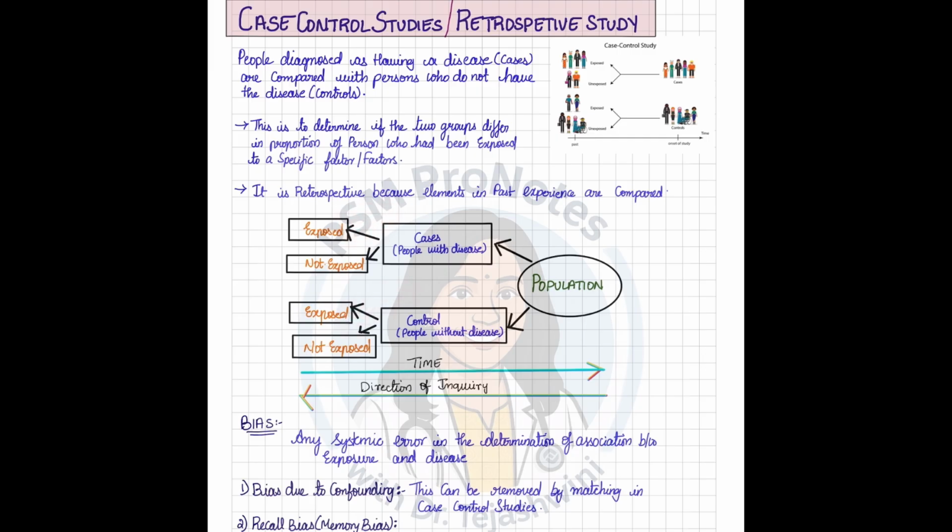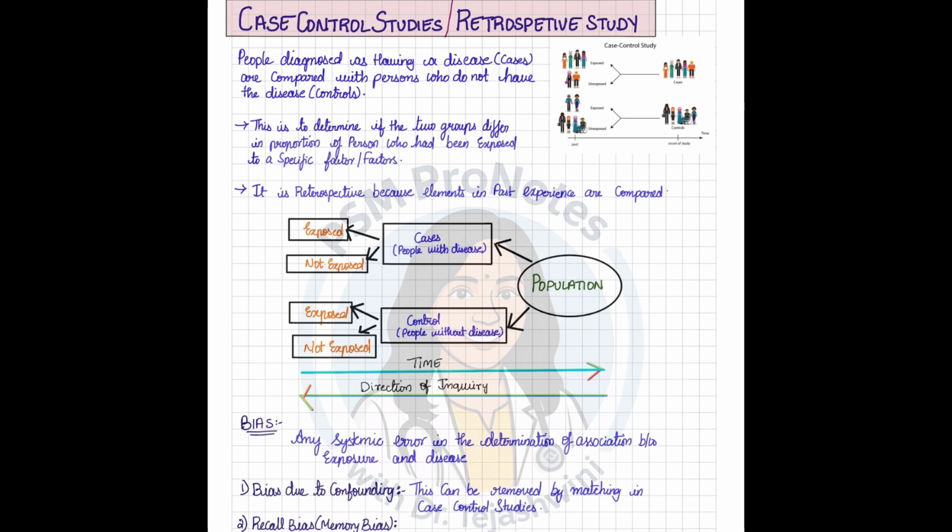In simple terms, we are trying to understand if those who have the disease, cases, are more likely to have been exposed to a particular risk factor compared to those who do not have the disease, controls. For example, imagine you're studying the link between smoking and lung cancer. Your cases would be individuals diagnosed with lung cancer, while your controls would be individuals without lung cancer. You would then compare the smoking history between the two groups to see if smokers are more likely to develop lung cancer.